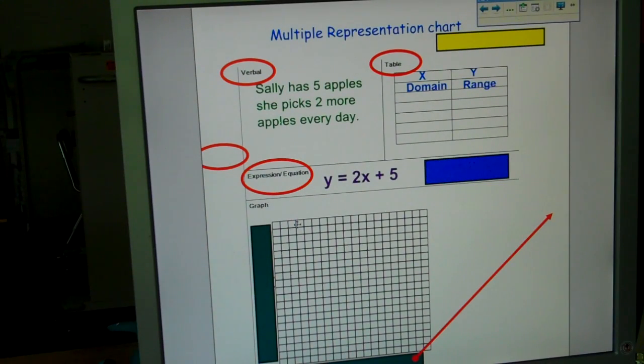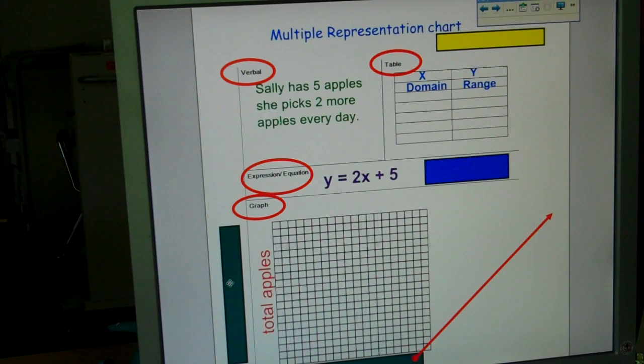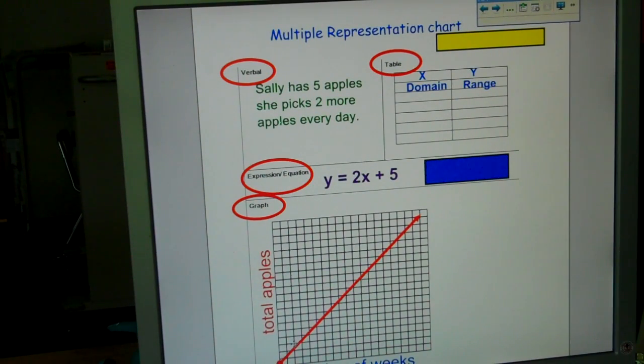The last thing is we could do a graph. We could take this verbal statement and graph it. We could take this table and graph it. We could take the equation and graph it. What would all three graphs look like? They would all look the same because they're the exact same thing. They're all representing this scenario. So here's an example of how we could graph it. We would have x as our number of weeks, y is our total apples, and we would end up with some linear equation. Why is it linear? Because it forms a straight line. Very good.